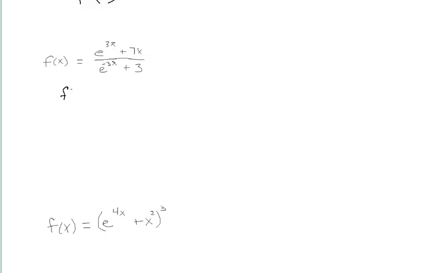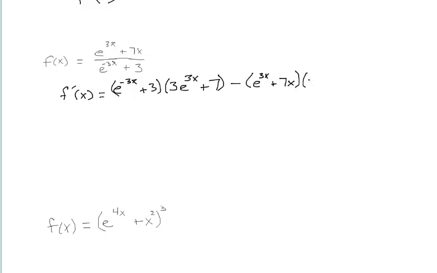So we have f'(x) is equal to g(x), e^(-3x + 3), times the derivative of f(x), which is 3e^(3x + 7), minus f(x), or e^(3x + 7x), times the derivative of the denominator, which is -3e^(-3x + 0).